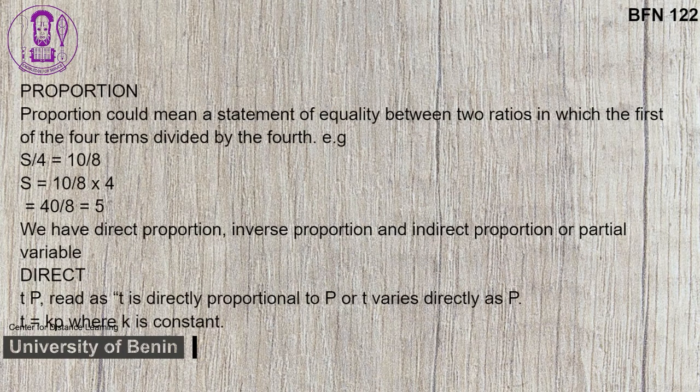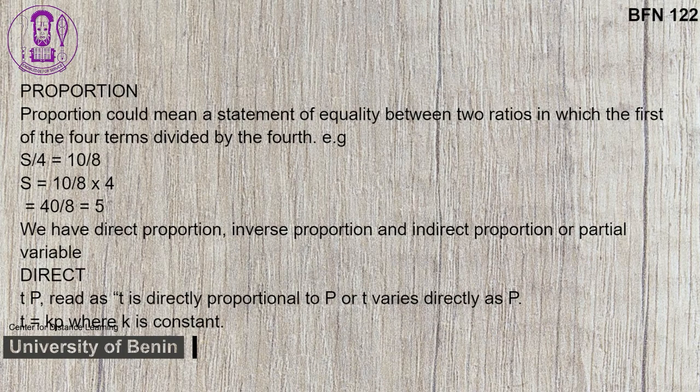Proportion. The proportion could mean a statement of equality between two ratios in which the first of the four terms is divided by the fourth. E.g. S/4 equals 10/8, S equals 10/8 x 4 equals 40/8 equals 5. We have direct proportion, inverse proportion, and indirect proportion or partial variable.